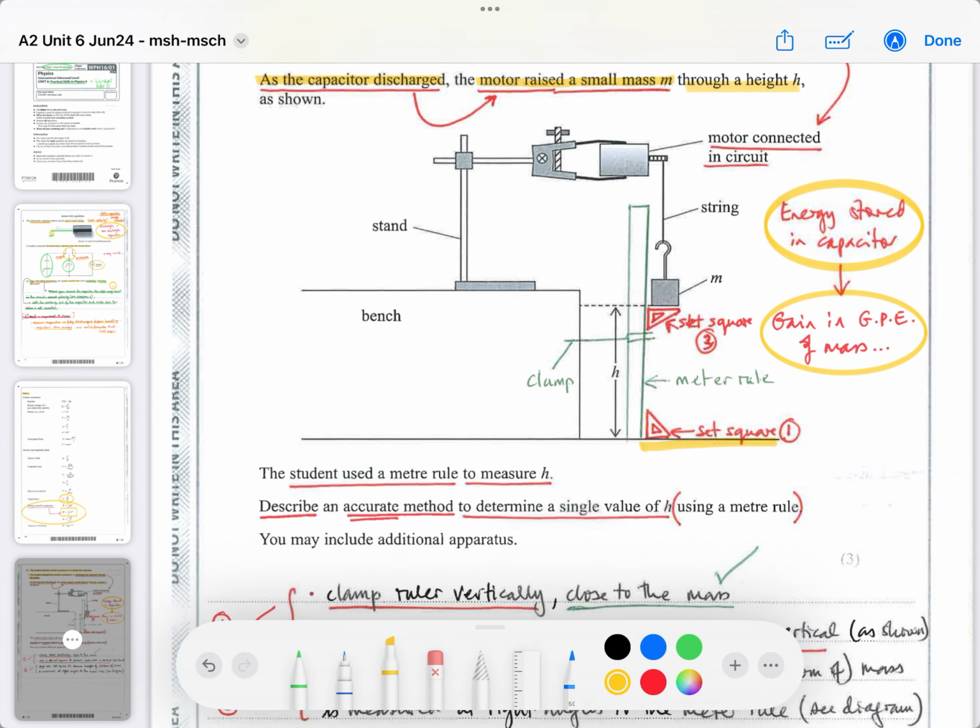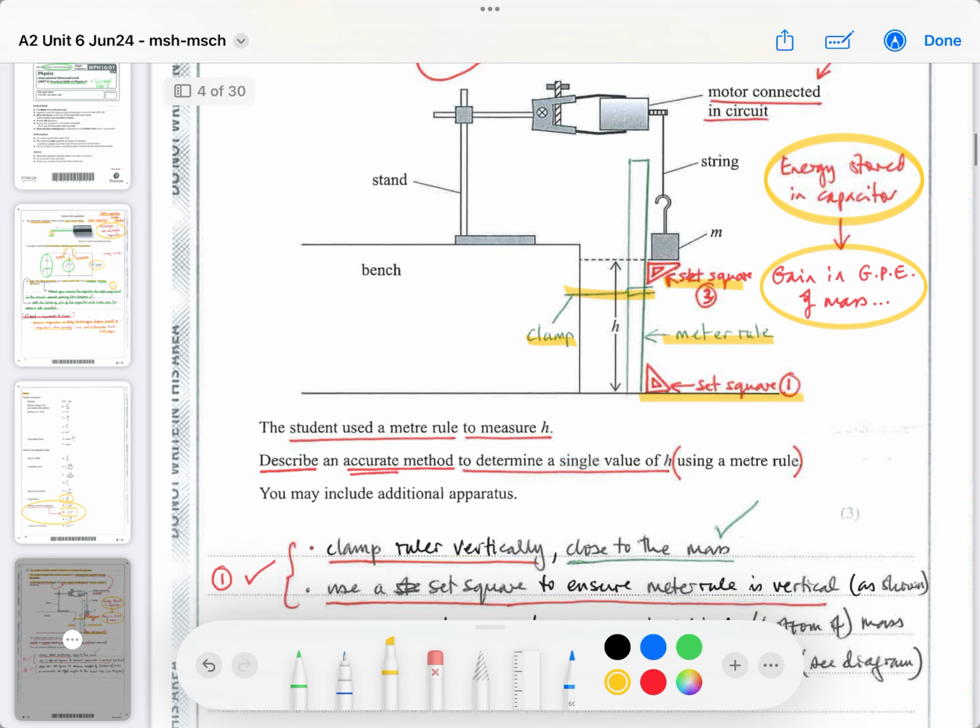So you can see I put a set square here, I put a set square there, and I've clamped a meter rule to the bench. There's my clamp. So these are the things that they want you to do in the practical paper, whether you're preparing for Unit 6 International or you're preparing for the final paper in the 2-year course, the linear course. These are the skills they expect you to be able to verbalize. So the student used a meter rule to measure h.